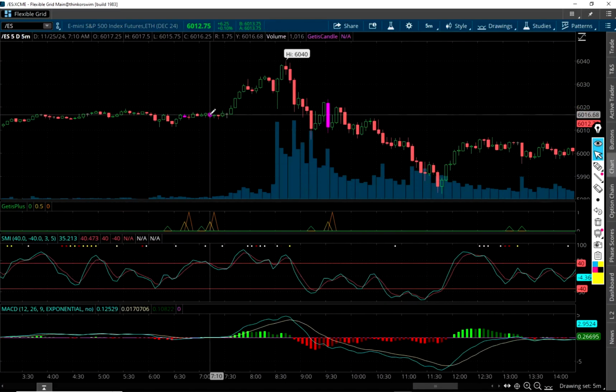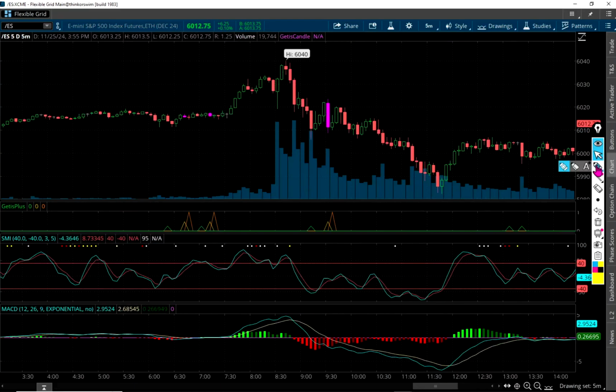So the first one I want to talk about is right here at 7:10 in the morning. This is pre-market. Well, technically pre-market starts at 7:30, but close enough. Right here at 7:10 in the morning, here's the Get Us Plus indicator. Let's talk about this trade. The Get Us Plus indicator is saying, hey, I think there's a trade here.